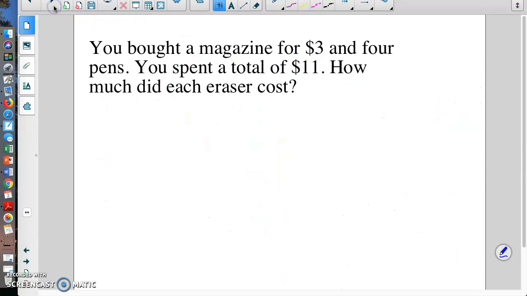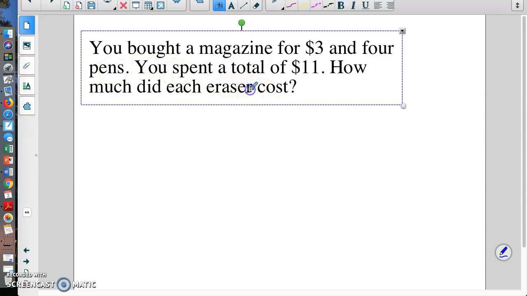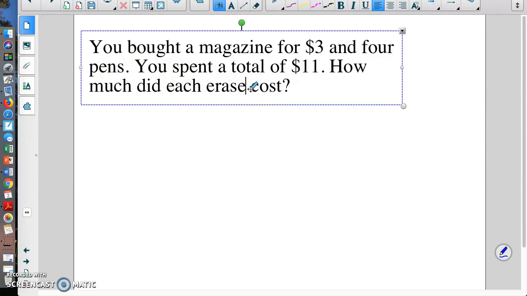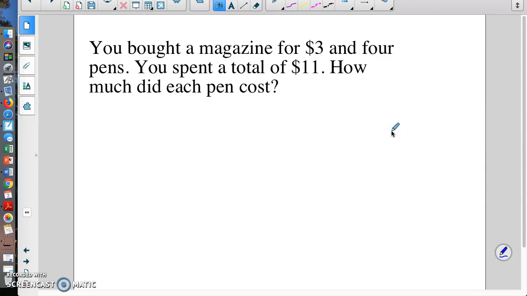Next question. You bought a magazine for $3 and 4 pens. You spent a total of $11. How much should each, oops, I think that should say pens. How much should each pen cost? So, let me fix that real quick. Go ahead and pause this and see if you can make your equation.